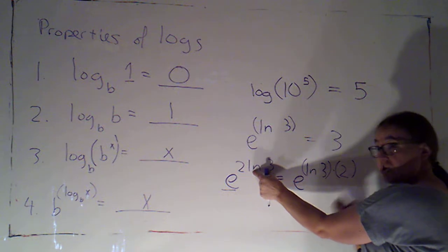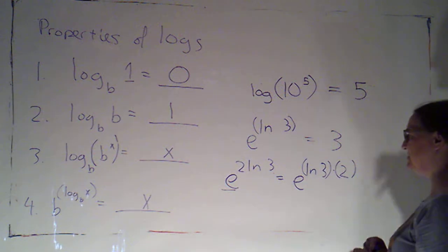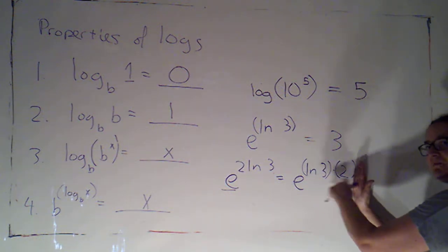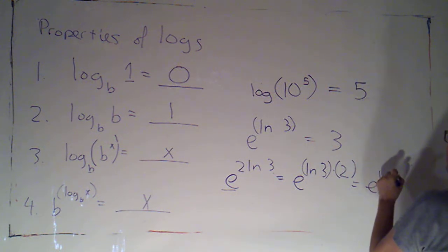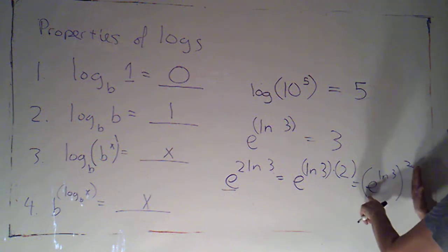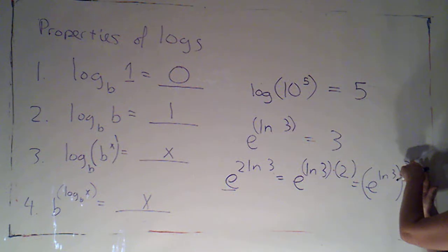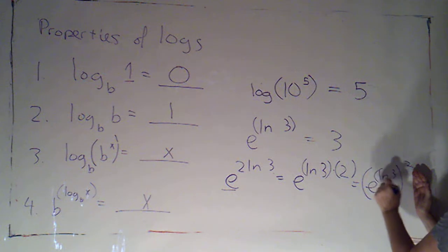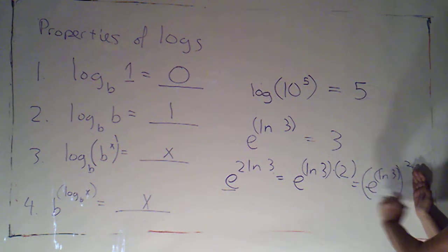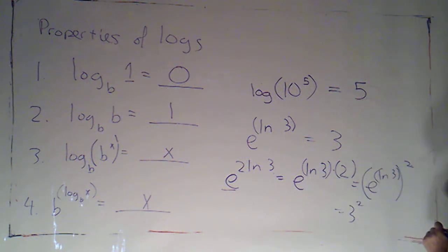The natural log of 3 is just some number. 2 is some other number, and I'm multiplying those two together. Remember, when we're multiplying in the exponent position, I can view that as a power to a power. So that's e to the natural log of 3, that quantity squared. Cool. E to the natural log of 3, that's me plugging the natural log function into the natural exponential function. They undo each other. So that's 3. I'm still squaring it. 3 squared would give me 9.